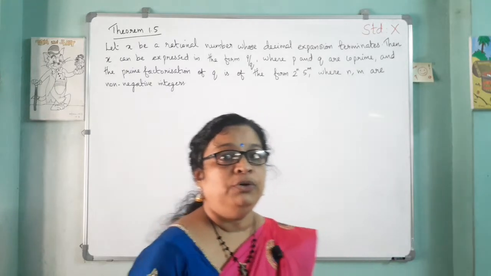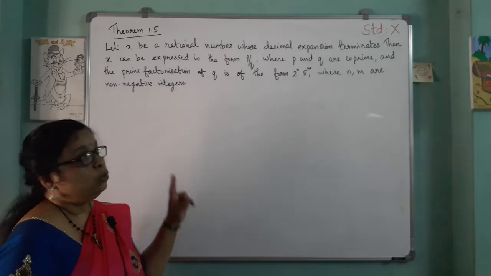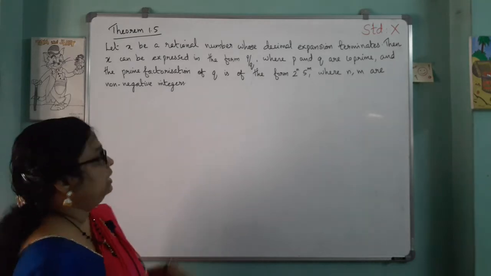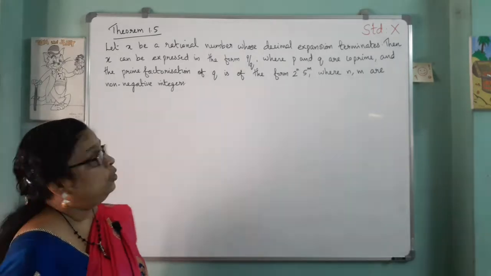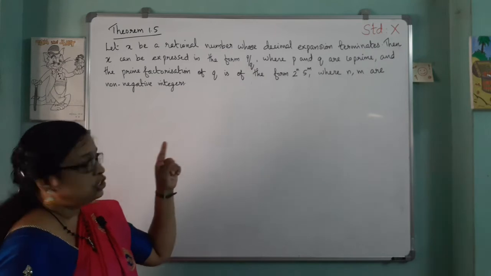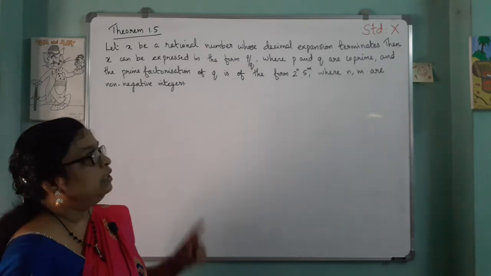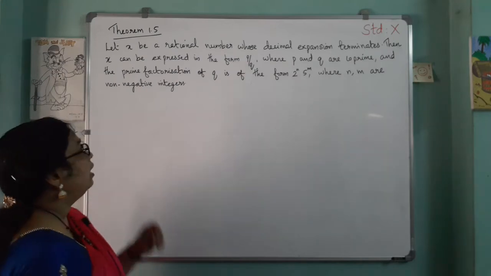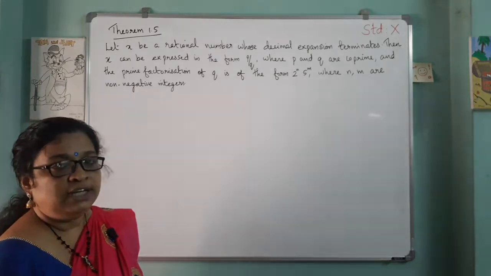Theorem 1.5. Let x be a rational number whose decimal expansion terminates. Then x can be expressed in the form p by q, where p and q are co-prime, and the prime factorization of q is of the form 2 raised to n 5 raised to m, where n and m are non-negative integers. Non-negative means positive integers.